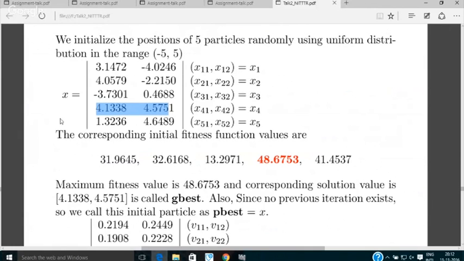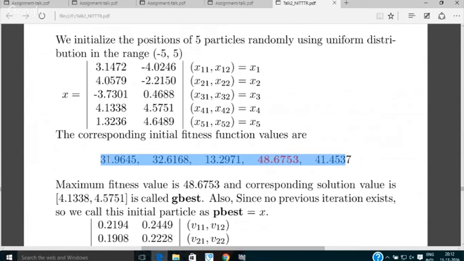Since the maximum fitness number is 48.6753 and the corresponding solution vector is 4.1338 and 4.5751. Okay, now is 48.6753 the maximum among all the population size, or is it not the maximum? Is 48.6753 a local or a global? It's a global, sir. It's a global because this is the maximum among all these values.